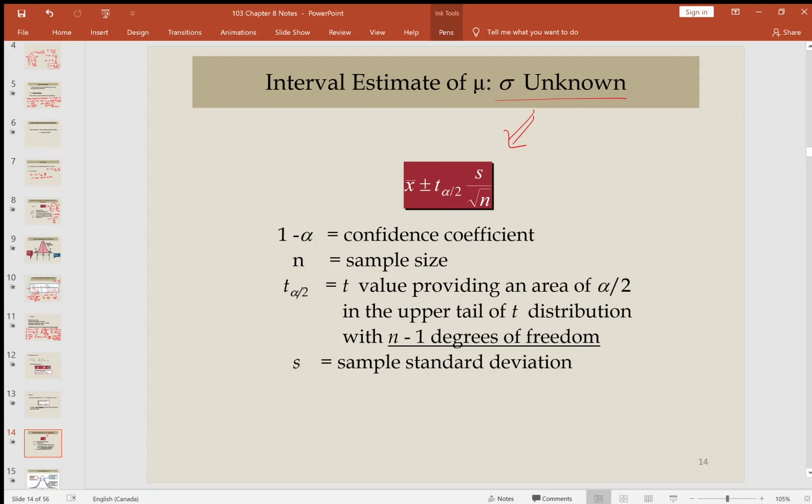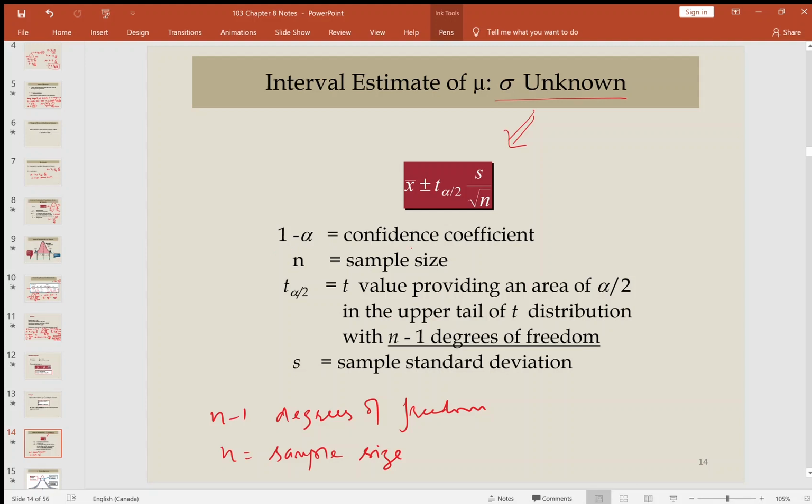And one thing you have to remember is that whenever we use the T, and I would like to remind you that there is a video that I've done on just looking up the T distribution table, whenever we are calculating the T from that table, we always take n minus 1 degrees of freedom, where n is your sample size.